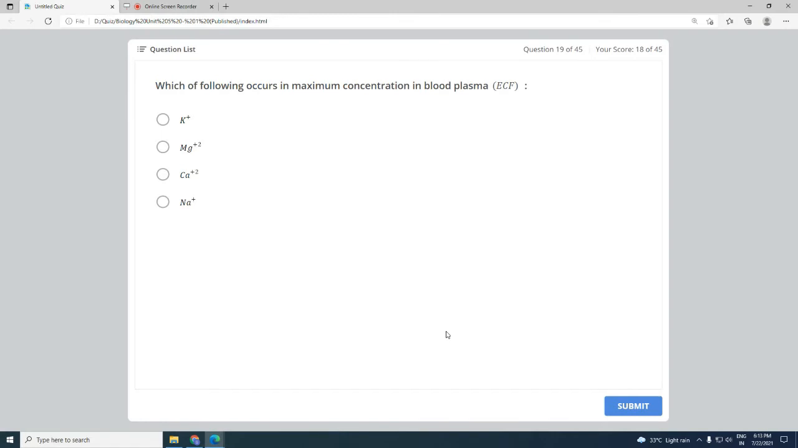Which of the following occurs in maximum concentration in blood plasma? Is it K+, Mg2+, Ca2+, Na+? Which is the right answer? It's sodium. Na+ is the right answer.